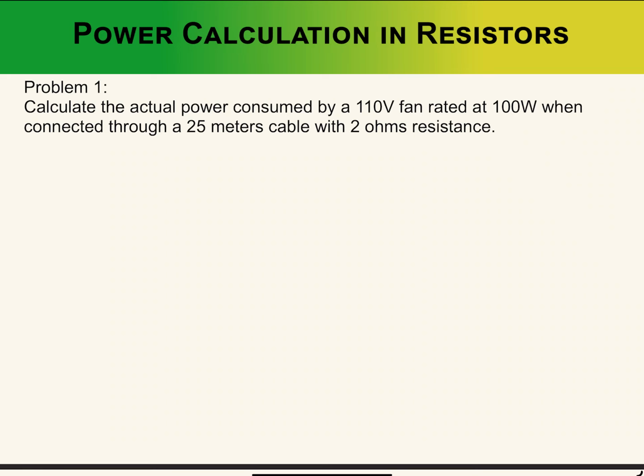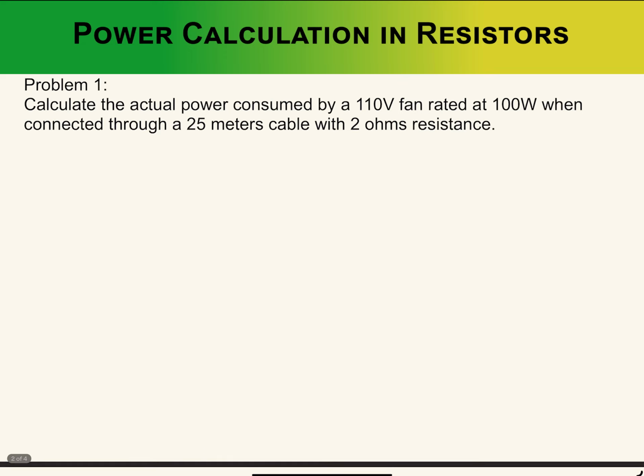In the first question, it says to calculate the actual power consumed by a 110 volts fan rated at 100 watts when connected through a 25 meters cable with 2 ohms resistance. So when it says that this fan is rated at 100 watts, it's telling us some information about its internal resistance or its ideal current that it can tolerate. So in that sense, we have the relationship between the power and the voltage as follows.